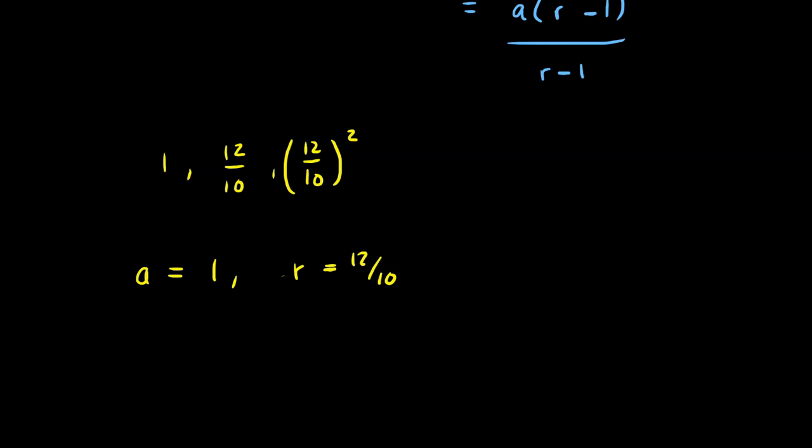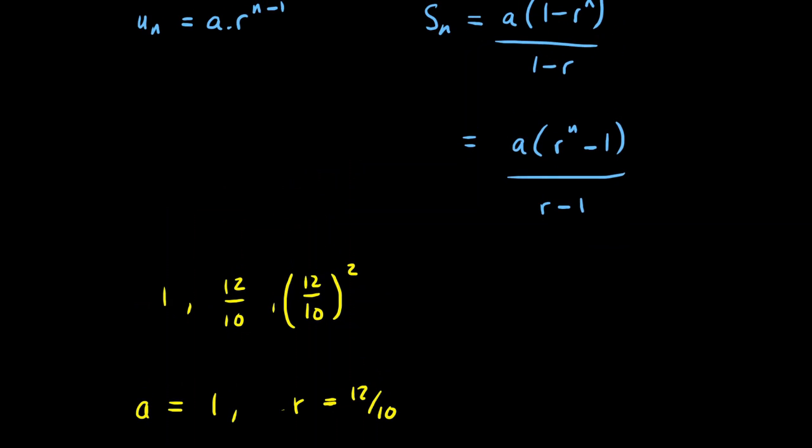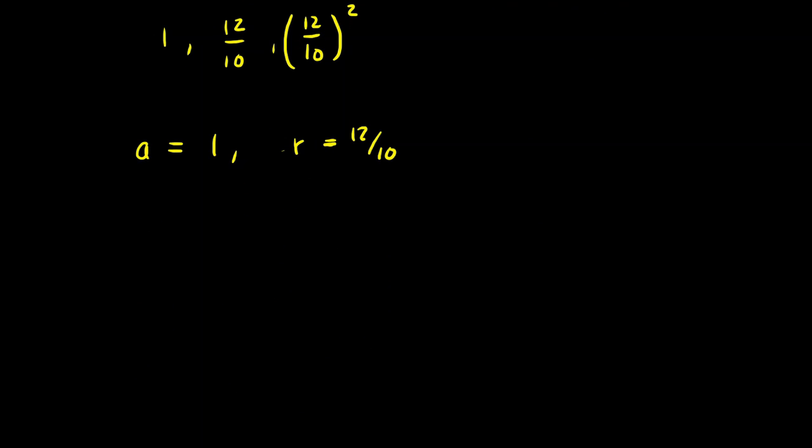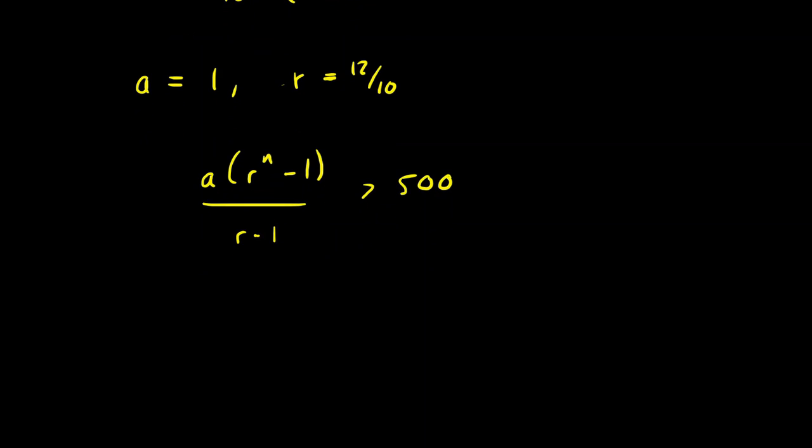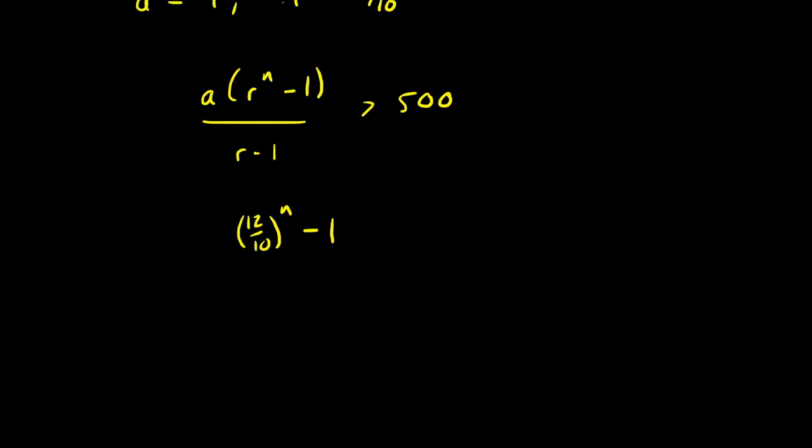Okay, so now we can use the formula. We want the sum of the first n terms to be greater than 500. So that's the same thing as saying we want a times r to the n minus 1 over r minus 1 to be greater than 500. So now we just substitute in our values for a and r. a is 1. On the top, we're going to get 12 upon 10 to the power of n minus 1. Divided by 12 upon 10 minus 1. Well, that's 12 upon 10 minus 10 upon 10, which is 2 upon 10. Must be greater than 500.